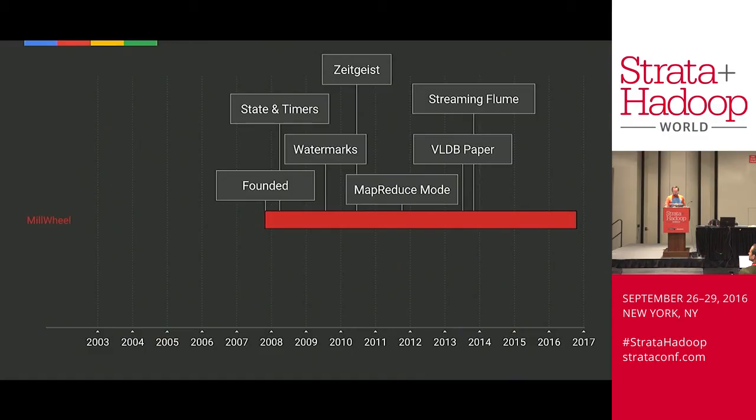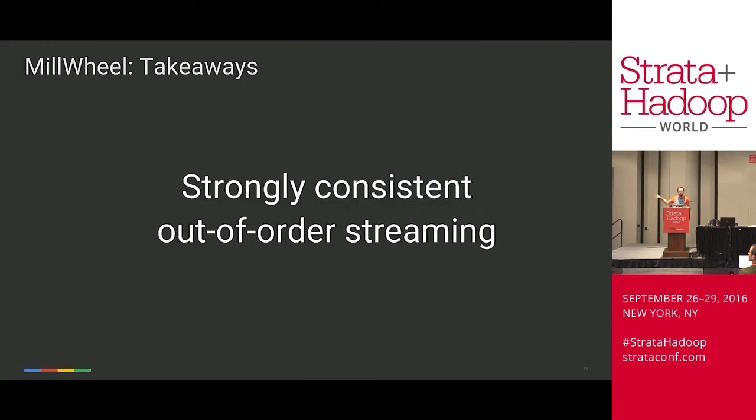Streaming Flume, again, we'll talk in more detail about Cloud Dataflow. That's essentially what streaming Flume looks like. But the main takeaways from MillWheel was strongly consistent out-of-order streaming.